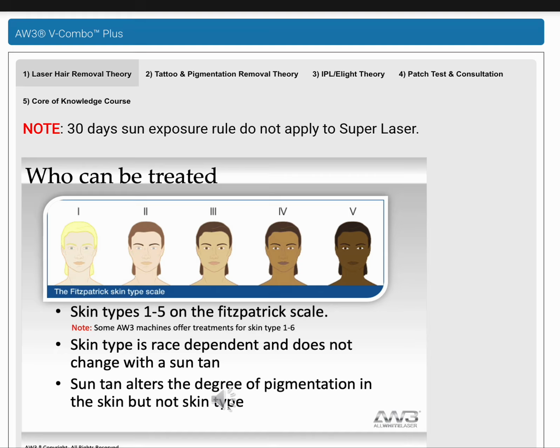Please note that suntan does not alter the degree of skin type. Suntan only alters the degree of pigmentation in the skin, and skin type is race dependent and does not change, even with a tan. This means a skin type 2 with a deep suntan would not become a skin type 4. We would still program them as a skin type 2, but we would program the amount of suntan that they have on the areas to be treated.